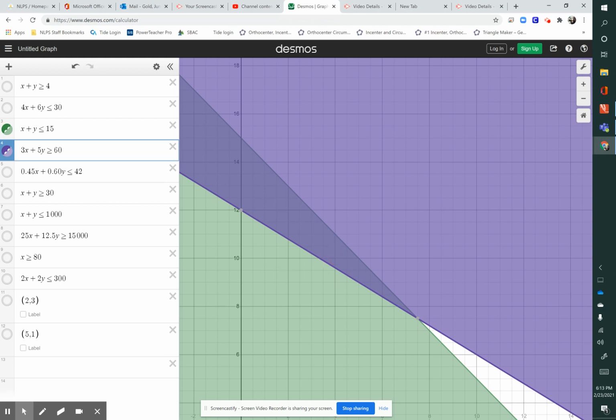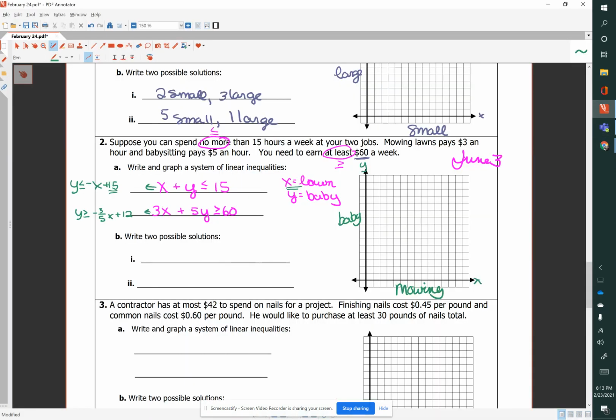So let's go back to our paper. We said that 1 hour of mowing and 13 hours of babysitting would work. And we also said that 4 hours of mowing and 10 hours of babysitting would work.